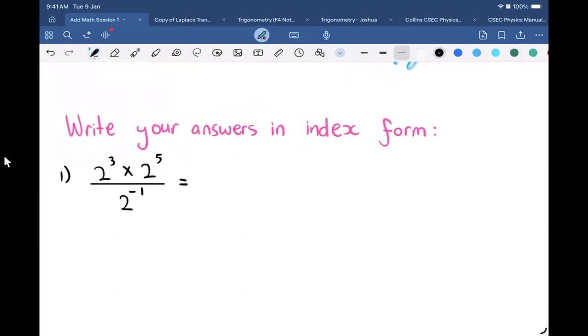Same base, multiplying, so we're adding the powers. That'll be 2 to the power 3 plus 5. Yes or no? Yes, sir. Cool. And then we have 2 to the power minus 1.